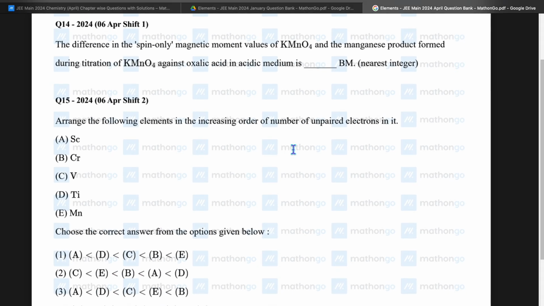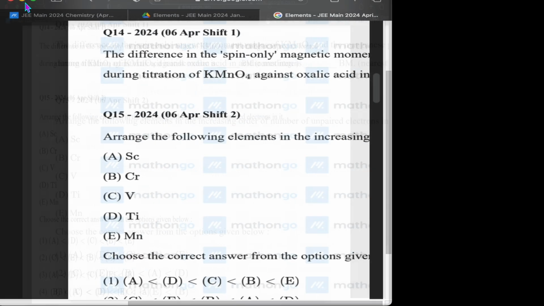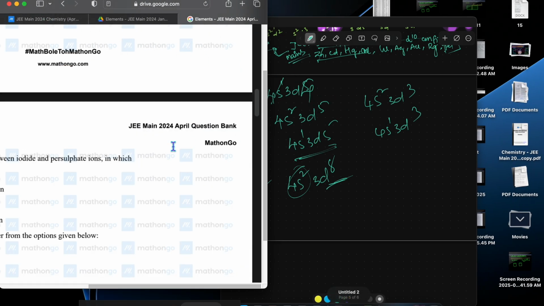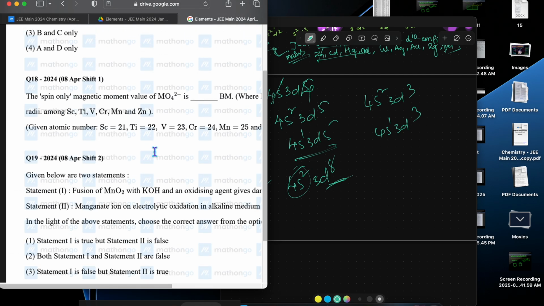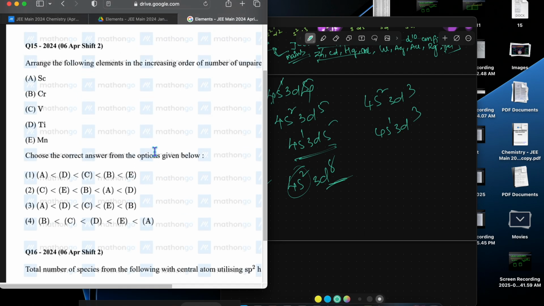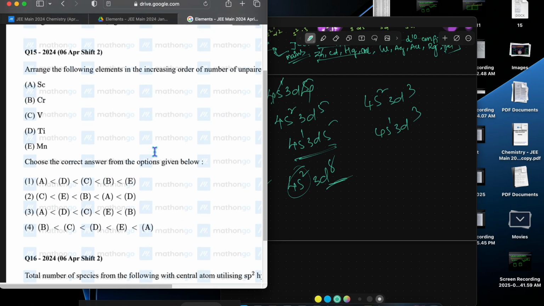Right. So this one. 15th question. Arrange the following elements in the increasing order of their unpaired electrons. You have to write the electronic configurations and you have to write them in the increasing or decreasing order. So elements given are elements. Right. So these are the elements given.